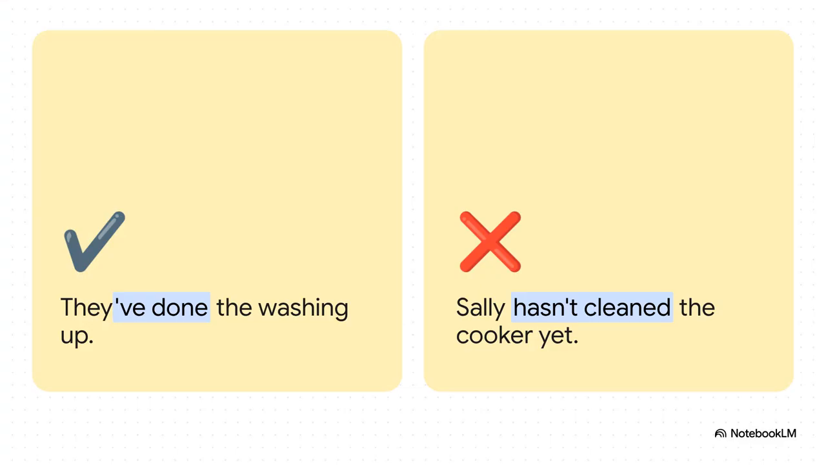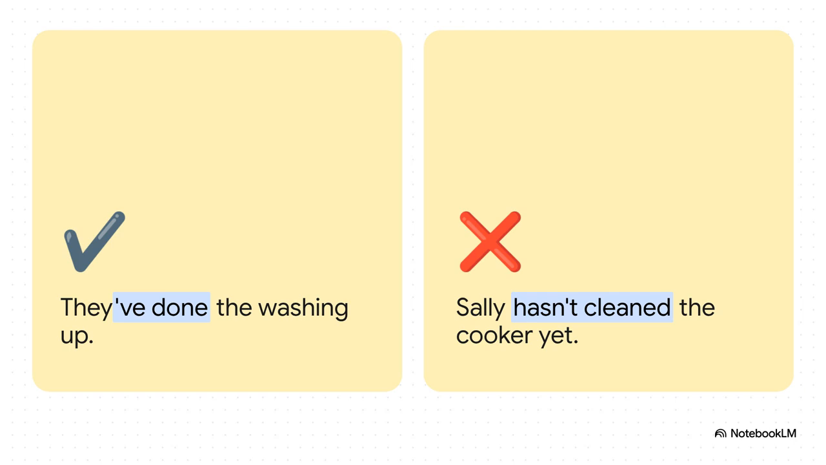All right, our first clue. Look on the left. They've done the washing up. What's the result we can see now? The sink is empty, the dishes are clean. Perfect. Now look to the right. Sally hasn't cleaned the cooker yet. The result? Yep, the cooker is still dirty.